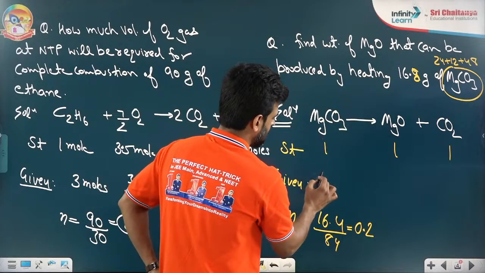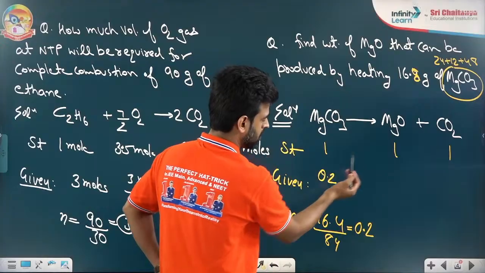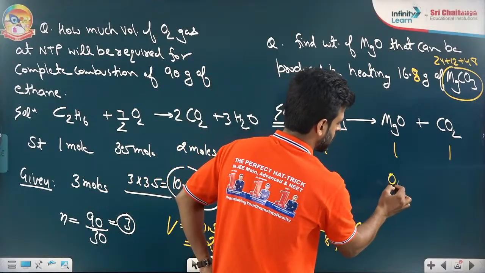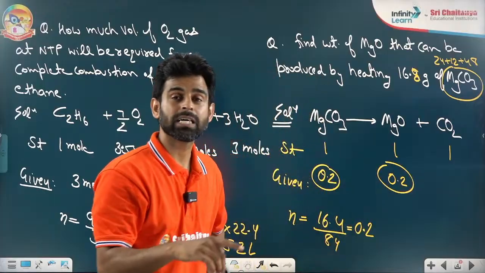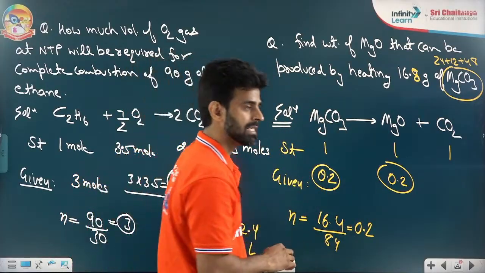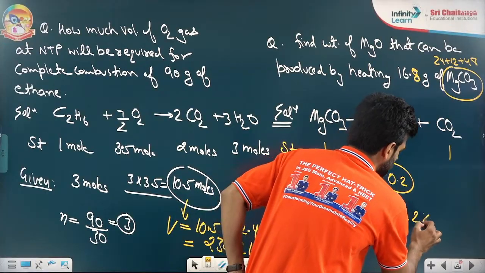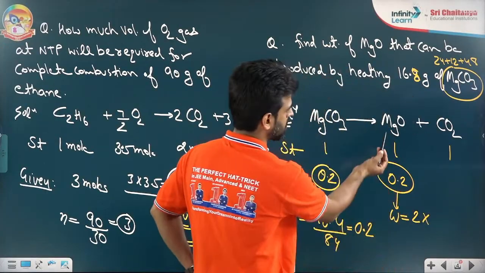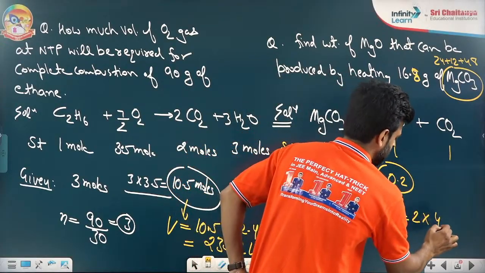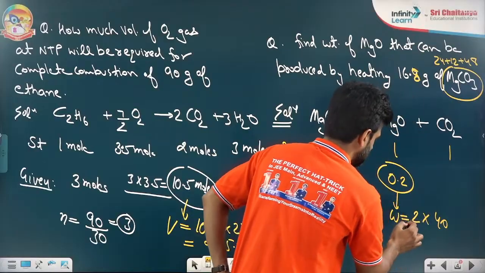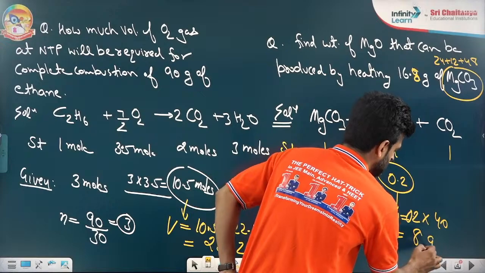So now I know that 1 mole produces 1 mole. So 0.2 mole produces how many moles? 0.2 mole. But in the question, are they asking me weight or moles? They are asking me weight. How can I get the weight? Mole into what? Molar mass. What is the molar mass of MgO? 24 plus 16, 40. Right? So 40 is coming. And here how many moles are there? 0.2 moles. So 0.2 moles into 40 gives me how much? 8 gram.